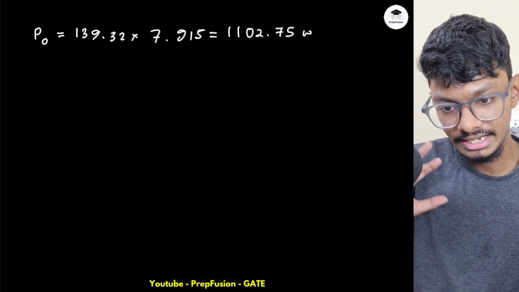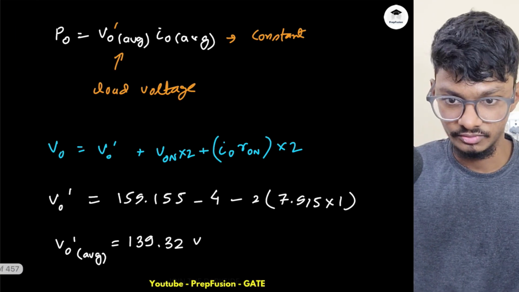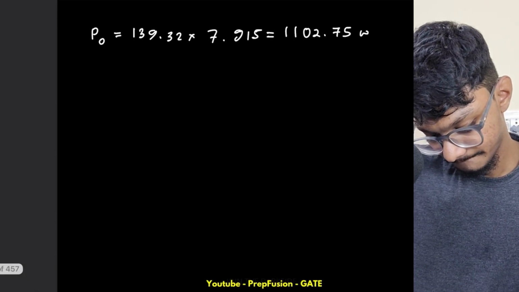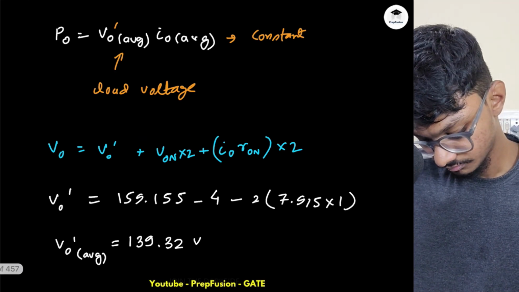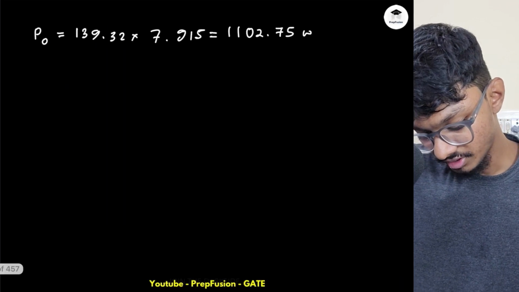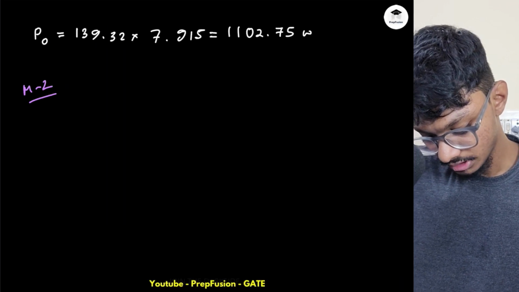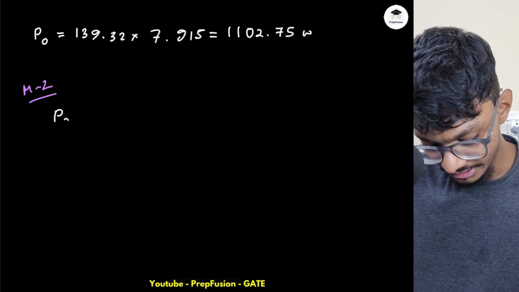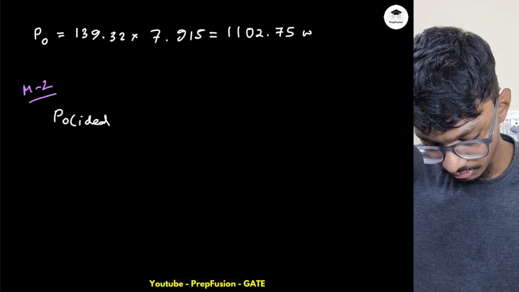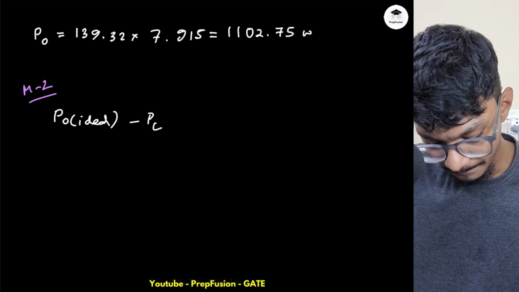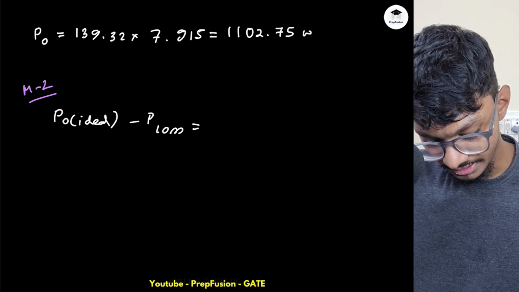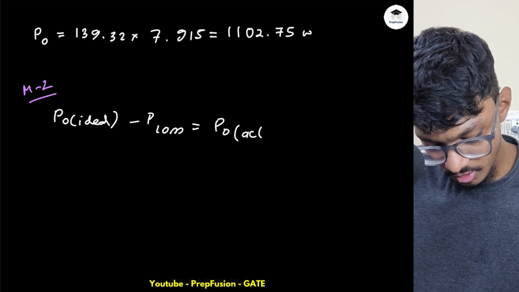Now there is another way to do this as well. So this was method 1 to find out the power. What method 2 can we apply? Method 2 is basically to find out the ideal power, PO ideal, and subtract the P loss, the loss in the converter, and by that I will be able to find out my PO actual.